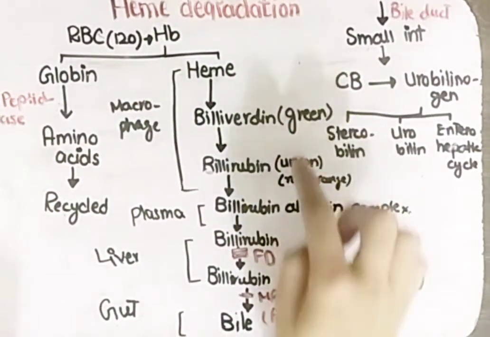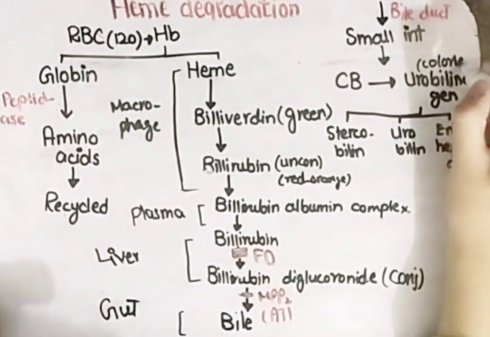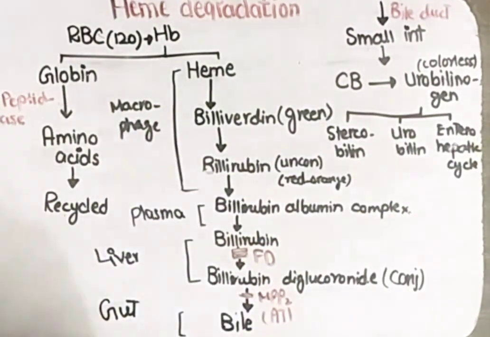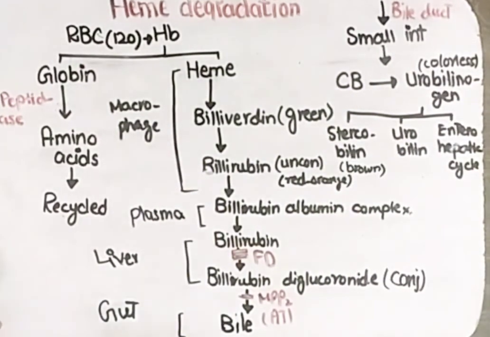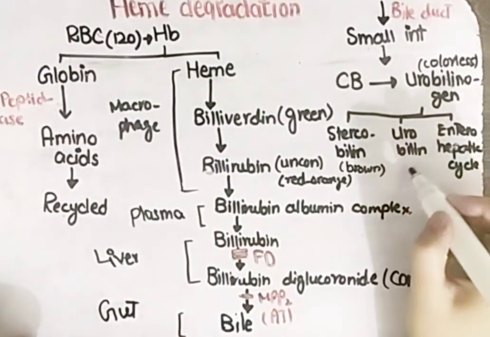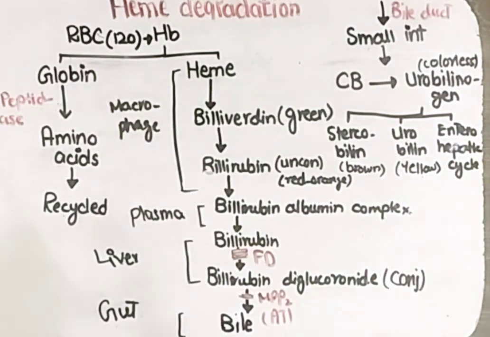Do remember, biliverdin is green, bilirubin is red-orange, and this urobilinogen is colorless. But this urobilinogen has three fates and then it appears colored. When it is oxidized into stercobilin, which is mostly, this stercobilin is brown in color. That's why feces appear brown. As it is water soluble, it can travel to kidney. So it goes to kidney, converted into urobilin, and it is yellow in color. Urobilin appears in urine and gives a yellow color to the urine. And the third fate is that this urobilinogen enters into the enterohepatic cycle and is recycled back.